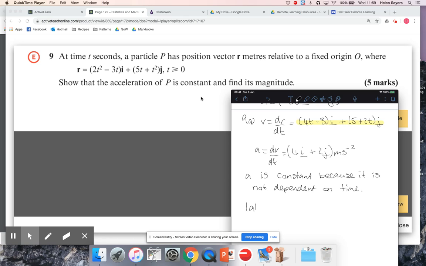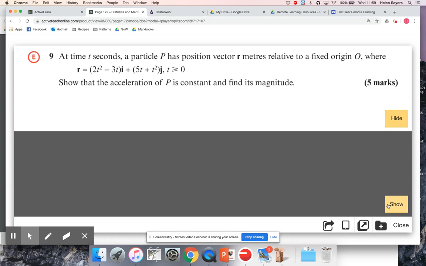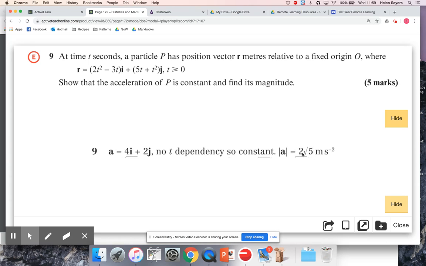Find its magnitude. So the magnitude of velocity, so there isn't a special word for that, it is just the magnitude of velocity. So I'm looking here and I'm just using Pythagoras on 4 and 2. So that's just going to be root 20, which to 3 significant figures is 4.47 meters per second squared.